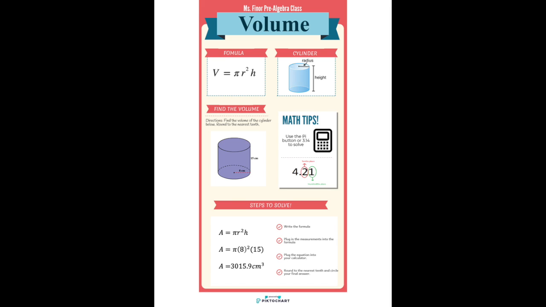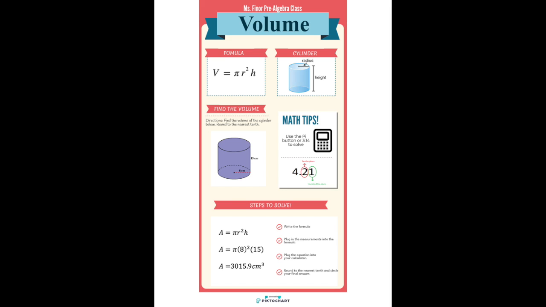The formula you will be using is V equals pi r squared h. You may use the 3.1 or the pi button on your calculator. R represents the radius, which will be squared, and the h is the height of the cylinder. You will find the radius and height right on the image.